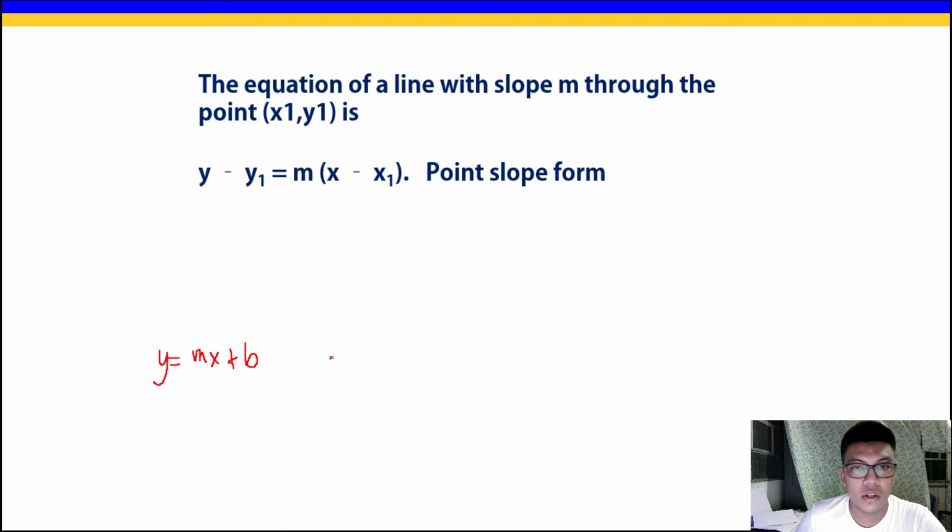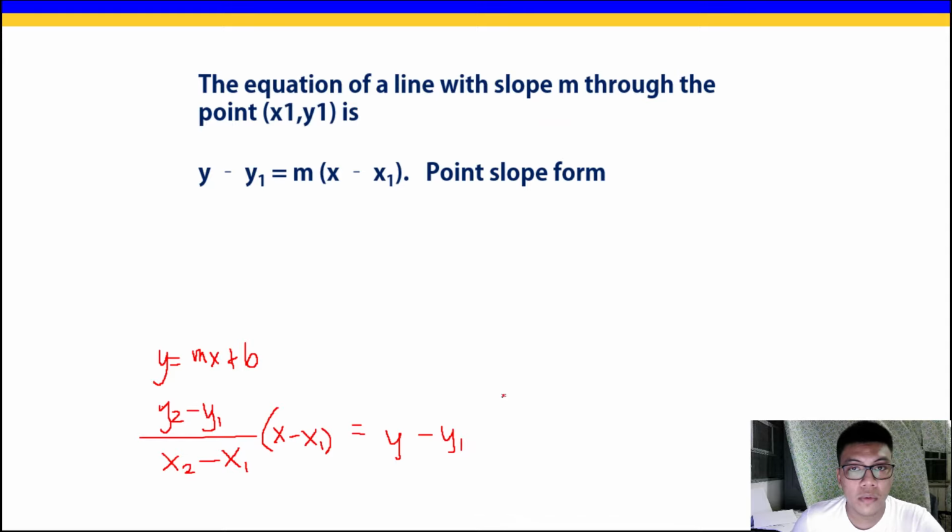So ito yung ating slope intercept. Meron ding 2-point slope form. So yung ating y sub 2 minus y sub 1, kung naalala pa yan, ano? So all over x sub 2 minus x sub 1. Okay, so times x minus x sub 1 is equal to y minus y sub 1, ano? So ito yung ating 2-point slope form.